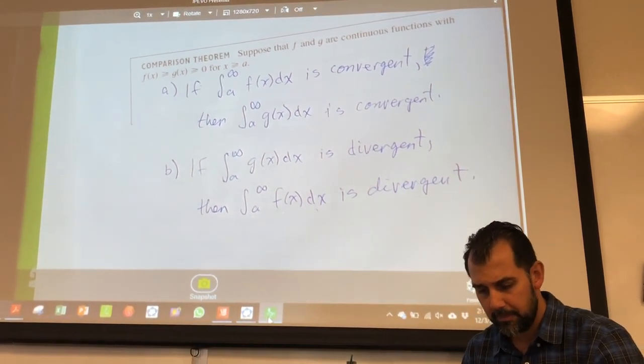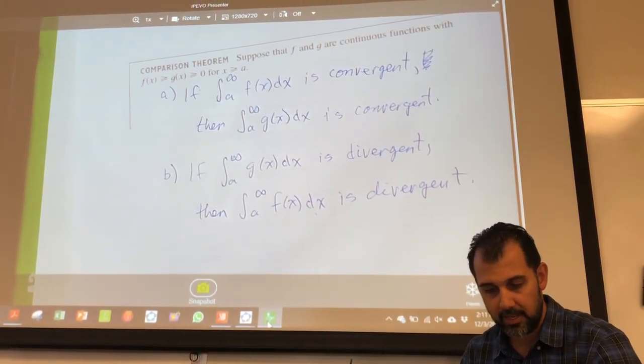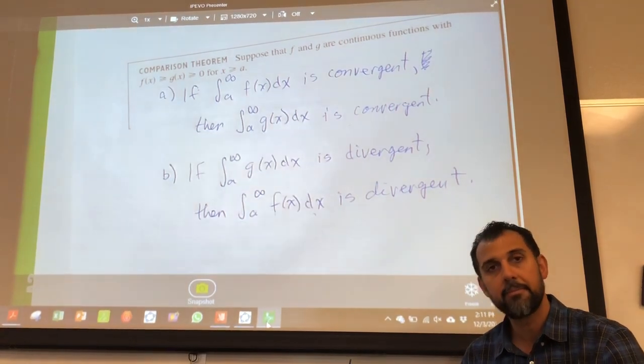Again, that's on page 550, as well as this example, if you want to take a look at it. All right, thanks.